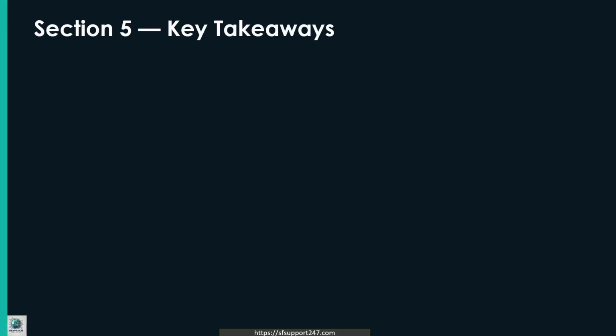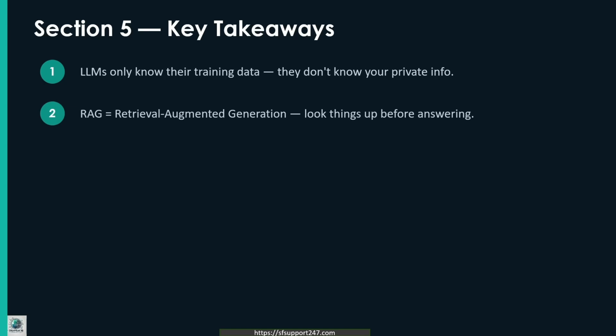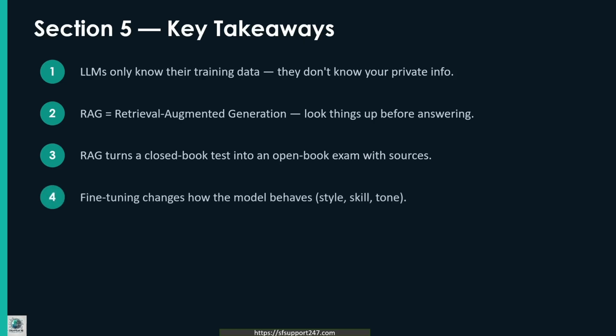Now the key takeaways for section 5. LLMs only know the training data. RAG, retrieval augmented generation, looks things up before answering. RAG turns a closed book test into an open book exam with sources. Fine-tuning changes how the model behaves: style, skill, tone. Simple rule: RAG for knowledge that changes, fine-tuning for behavior.